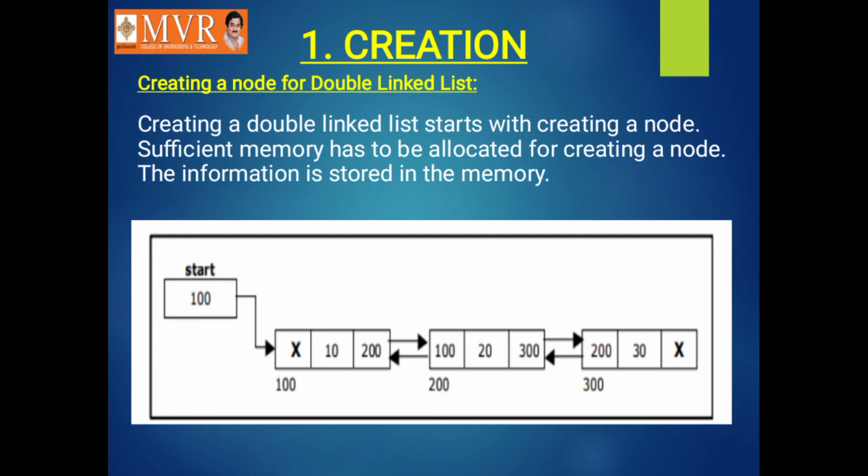So we move to 100. In this 100 we have the left link, that is left link pointing to the header node, that is given as x, and the right link is pointed towards the next node in the linked list, that is 200, and the data in this node is 10. And by taking the right link address, we move to the next node, and in this next node, that is 200, the data is 20, the left link is 100 and the right link is 300.